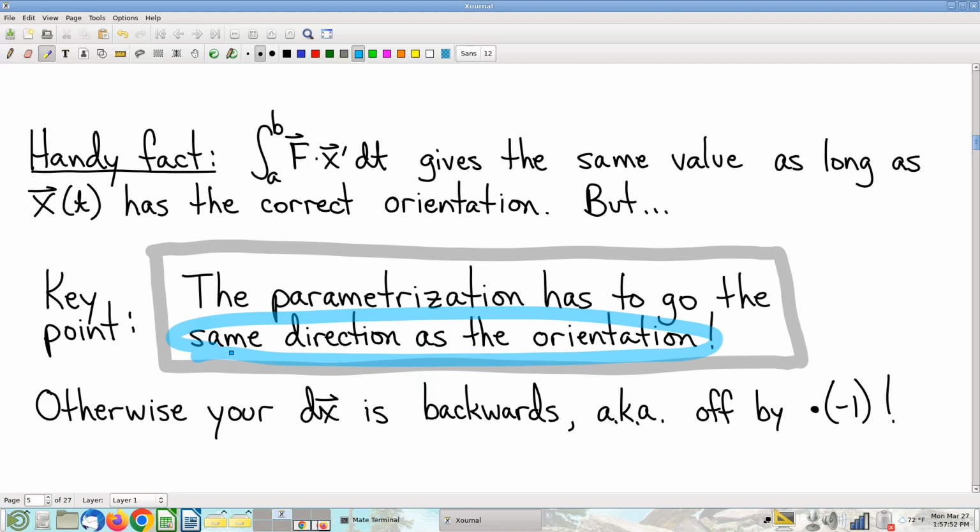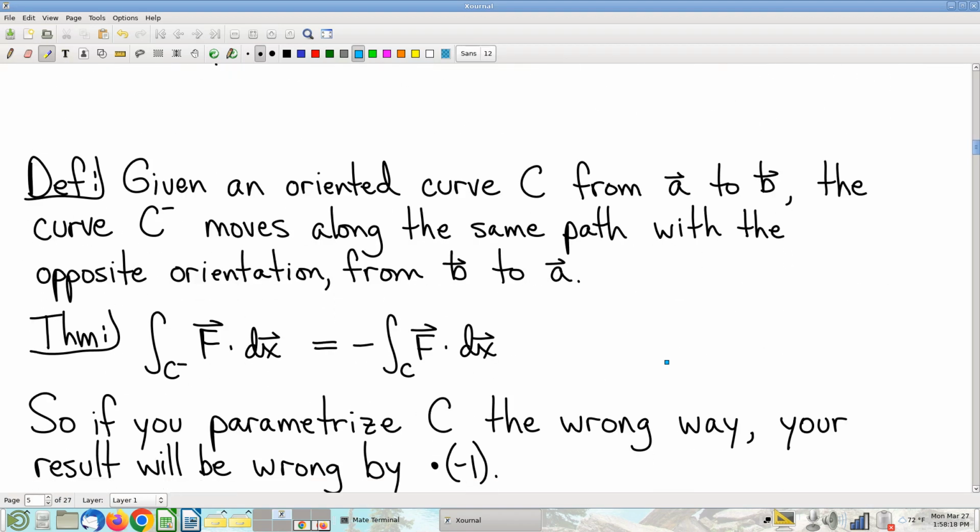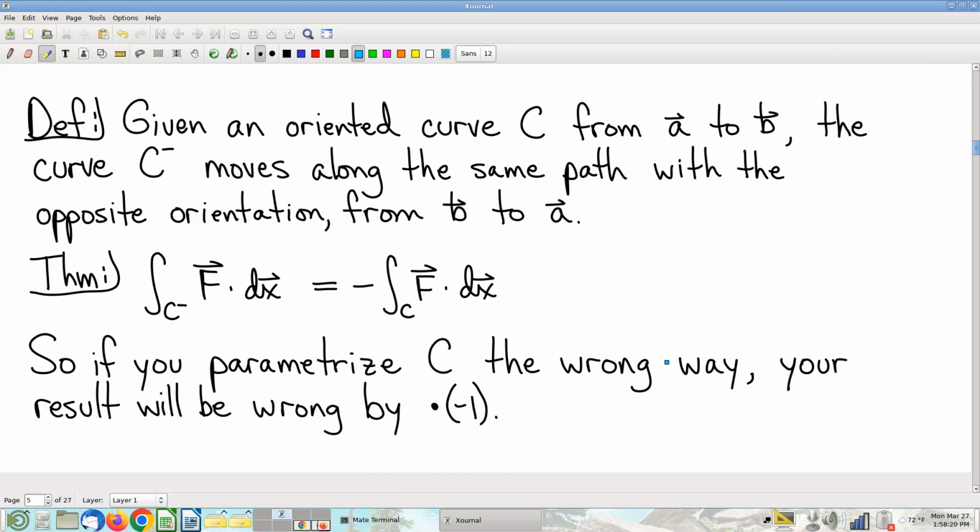Another way to say this, it does not matter how you parameterize the oriented curve. But you do have to parameterize the correct oriented curve. If you orient the wrong way, you've correctly parameterized the wrong oriented curve. So heads up on that, do be careful. Now, here's another way to say it. Same statement, different twist, and a little bit of notation and some formalities.